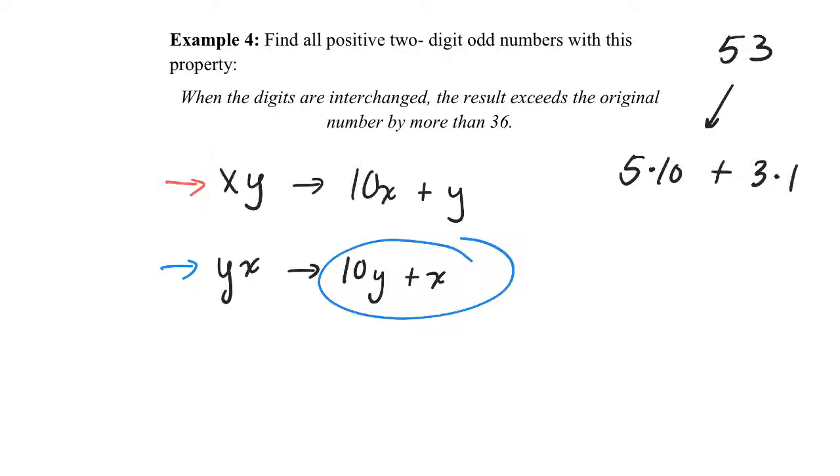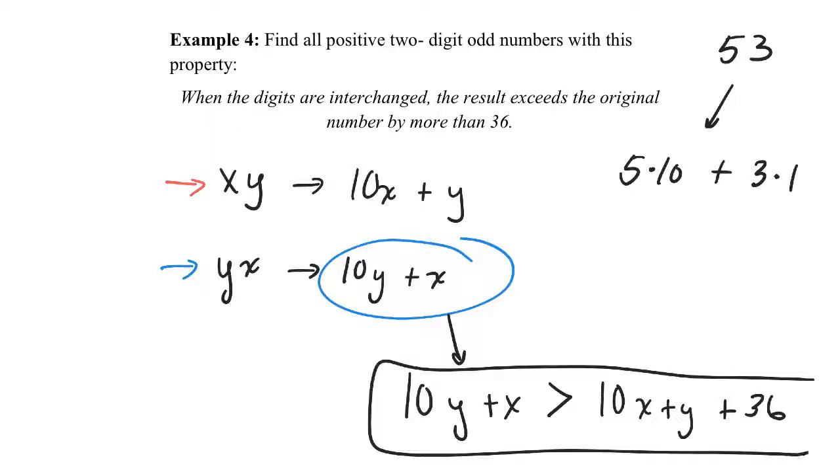So we do the following. We say again that the result, which is this, is exceeding the original statement by more than 36. So the result exceeds the original, let me think if I'm doing this right, is greater than the original plus 36. Now, this is not the answer, obviously, because it says find all positive two-digit odd numbers. So what else do we have to then do?